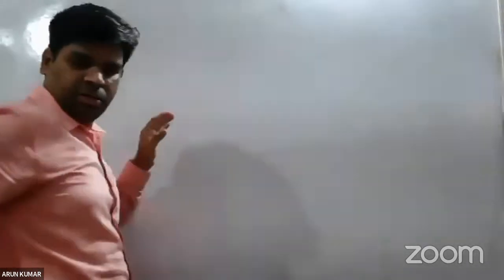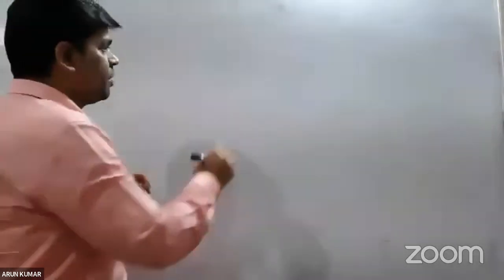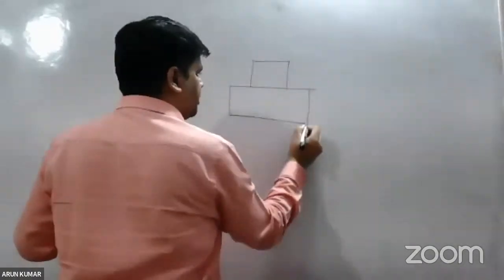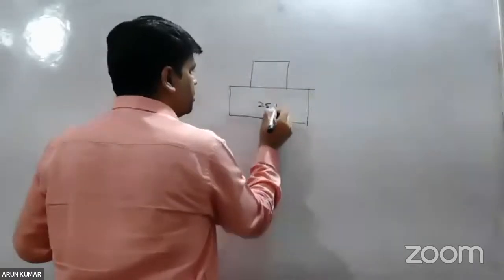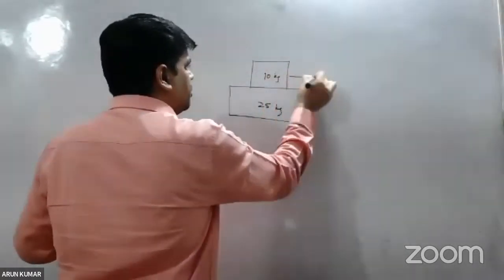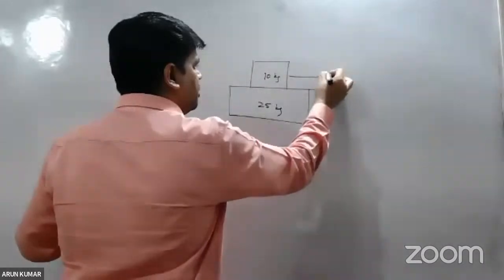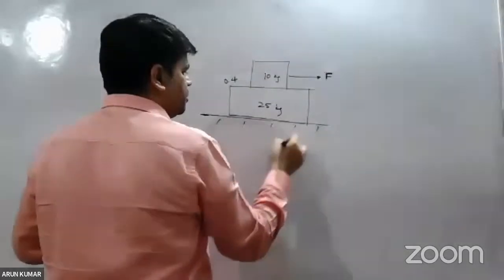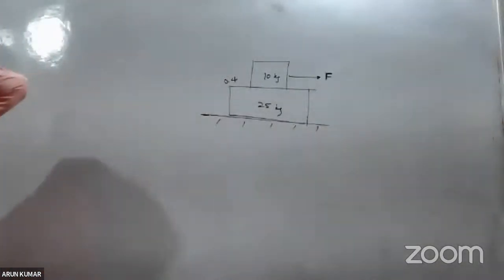So there's a block on block. One block is 100 Newton weight, and the other block is weight 250 Newton. A 10 kg block like this, and a 25 kg block like this. The force F is applied. Coefficient of friction between the surfaces is 0.4, and this surface is smooth. All right, ground is smooth.